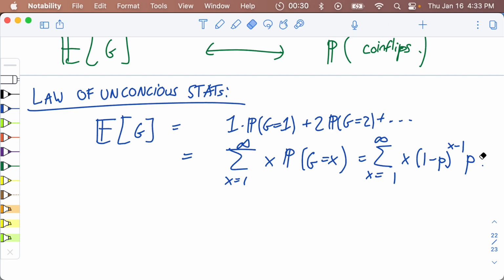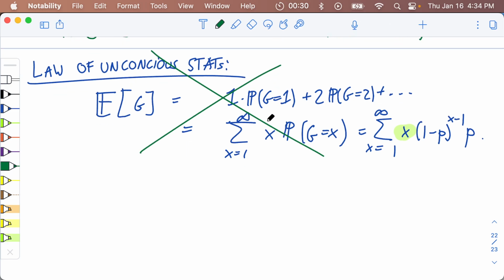This sum is rather annoying to do because of this stupid x in front. You can do this sum, but it's a pain. I don't know a super nice way to do it that doesn't use generating functions or something complicated. So we're not going to do it this way. This is to show you don't do it this way. We're going to do it a slightly smarter way. And the way we're going to do it, I'm not kidding, is called the Darth Vader rule. Potentially even weirder than the law of the unconscious statistician.